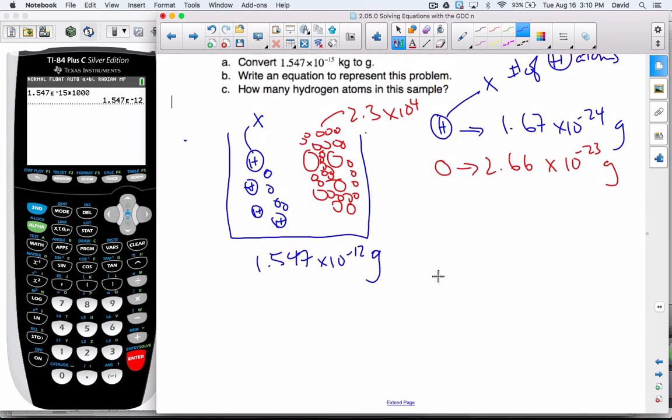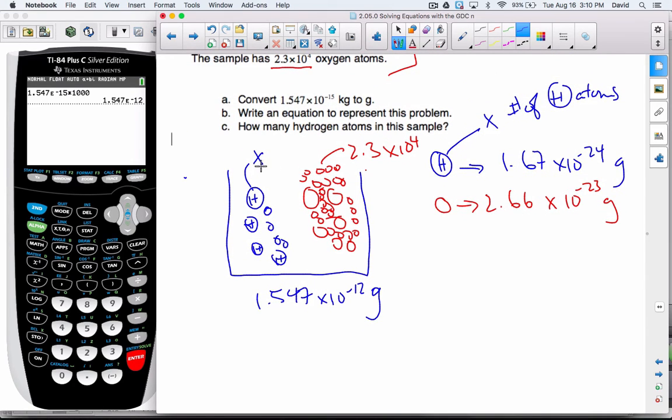So together I know that all these hydrogen atoms and all these oxygen atoms make this. Sounds like some addition happening there. Yes. So if I had one oxygen atom, it would be this much. I can see that we could take our X quantity of hydrogen atoms and our number of oxygen atoms and put them together and make it equal to this grams. But then we have a problem with units, right? Because we're talking about a number of atoms, and then we have a measurement in grams.